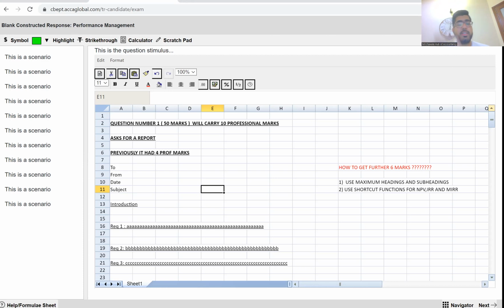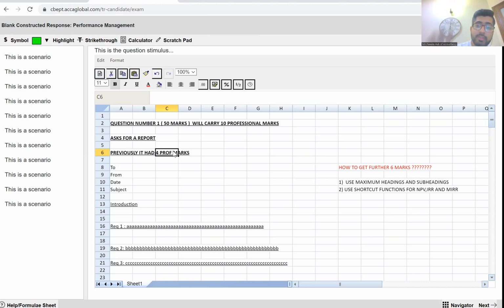Previously, this report had 4 professional marks, and I have already taught my students how to gain those 4 marks. You need to make a format of the report: to, from, date, subject. To the board of directors, from the accountant or manager, whatever, date, subject. Introduction, where you write all requirements. This report calculates NPV, it then calculates discussion, it then requires assumptions, and so on. Every requirement must carry headings. If a requirement is a calculation requirement, give an appendix reference; if it's a discussion requirement, write it right there.